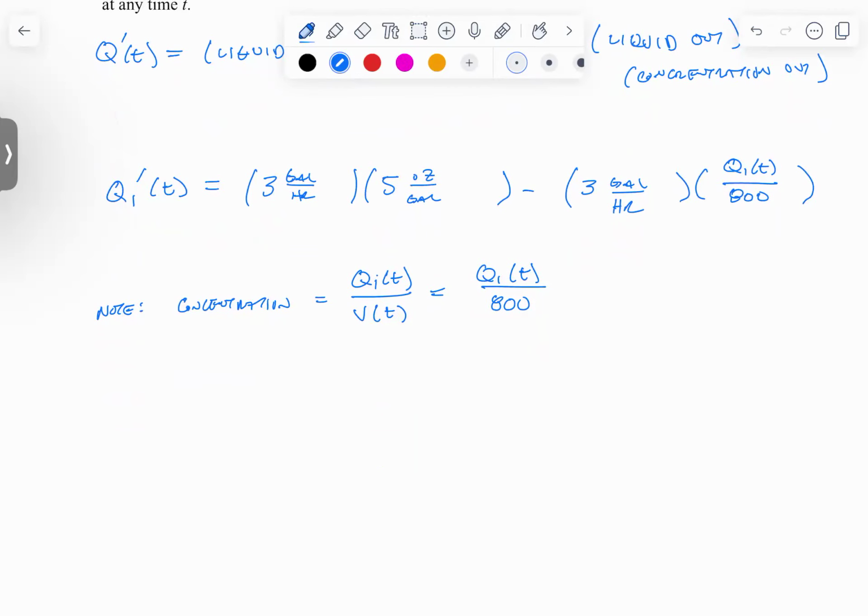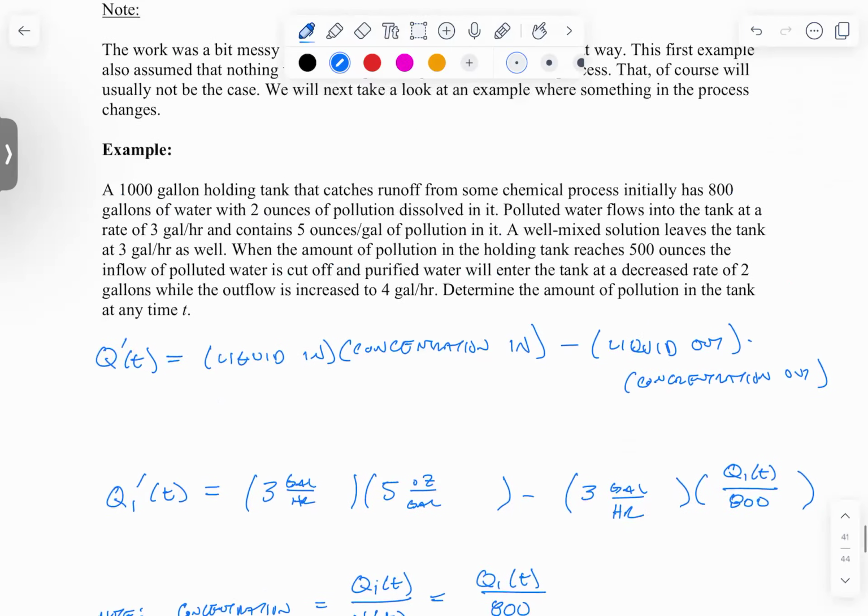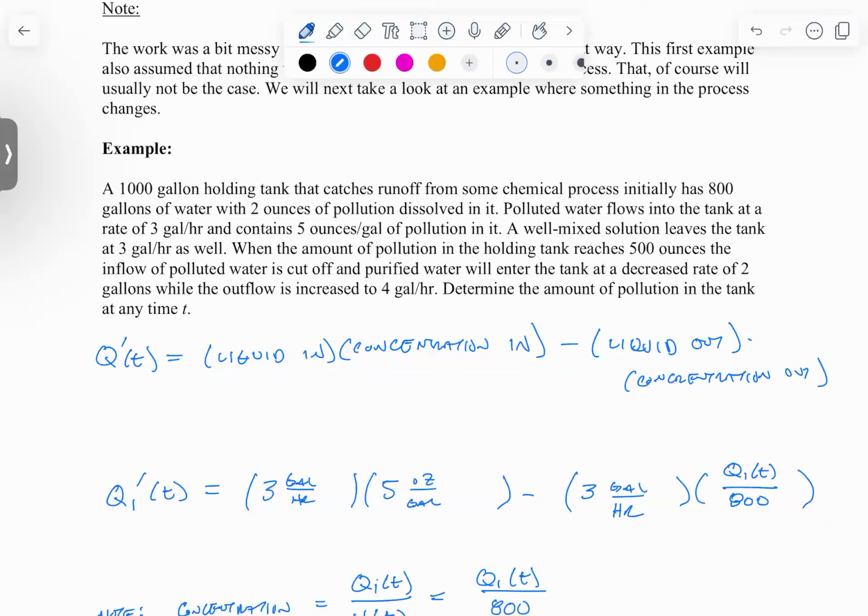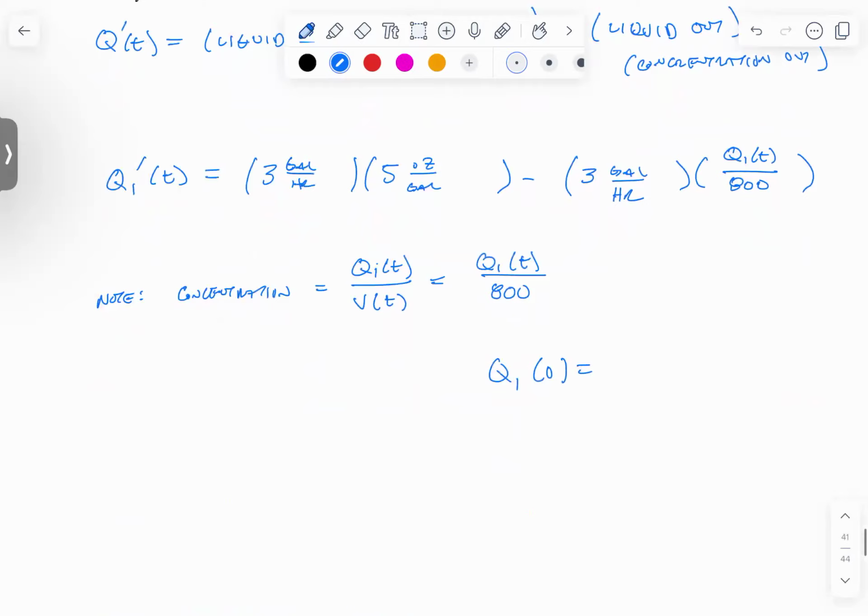A couple other little notes. Initially, at time 0, how much pollution is in our tank? 2 ounces, yep. And again, it's always good to keep track of your units as you're going. You've got gallons per hour, ounces per gallon, so that has to be ounces. Everything needs to line up.